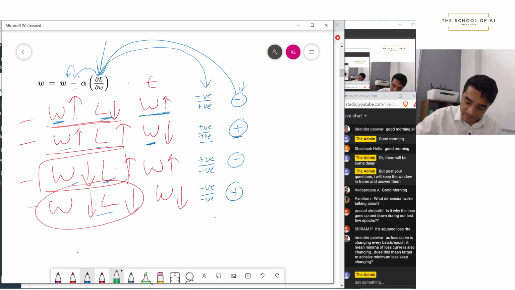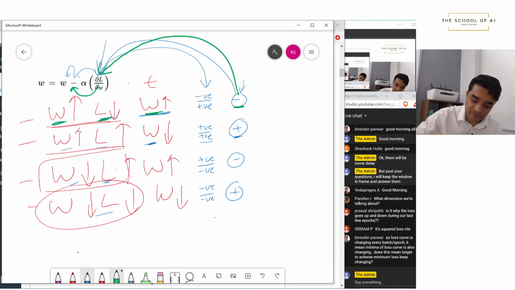Okay, now when our weight increased, our loss reduced, which means this came as negative, which means we want to keep on increasing our weight. If this negative automatically goes inside, it's going to become positive because of this guy, right? And our weight is going to increase automatically. Perfect. Now let's see the second case.